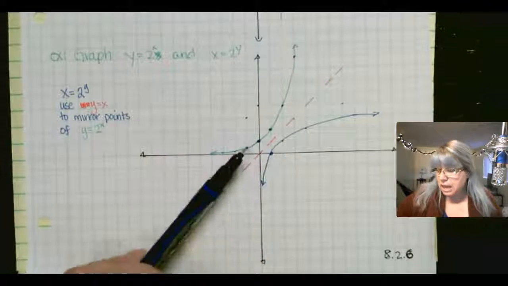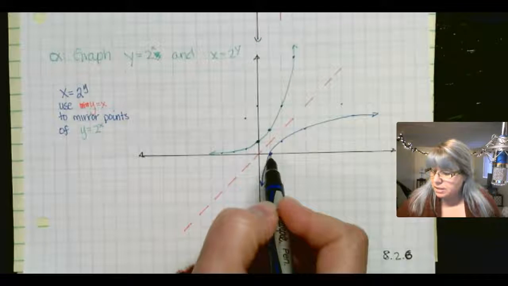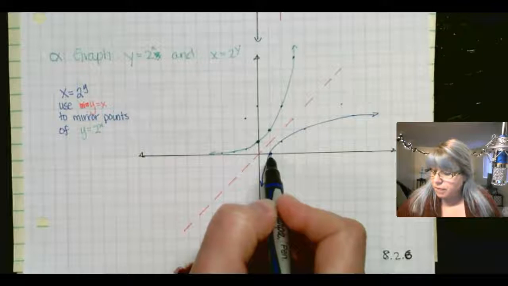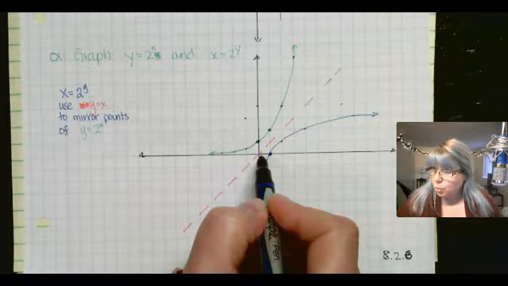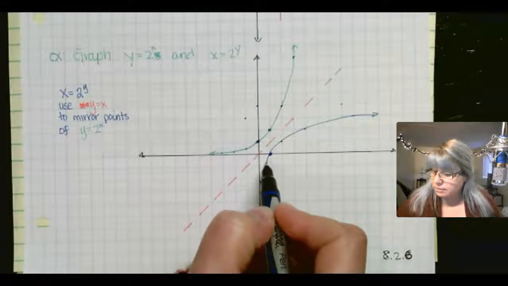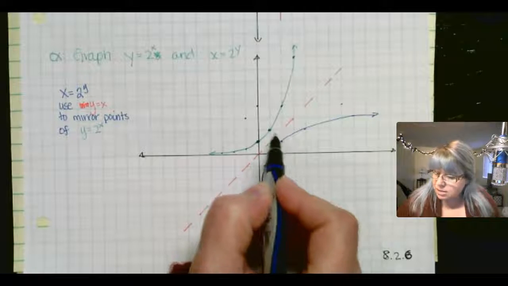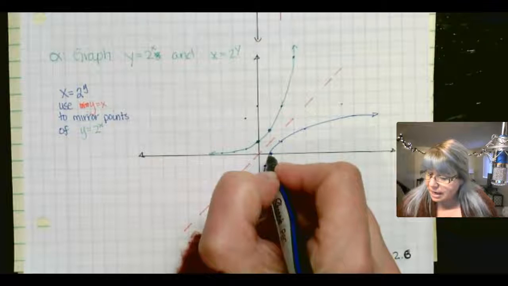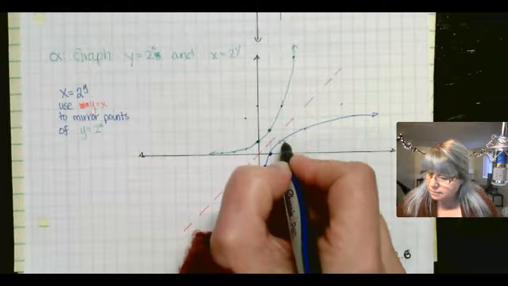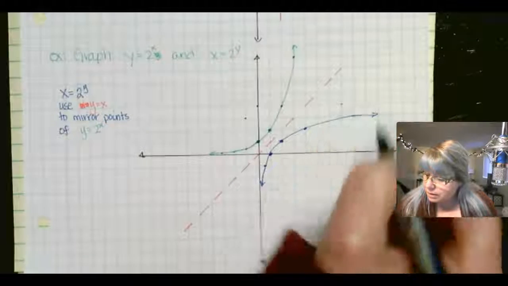Now I'm going to use this line to mirror the points. Well, if I'm 0, 1, I must be 1, 0 here. If I'm negative 1, 1/2, I'm 1/2, negative 1. I can also see that it's mirroring across the line. Otherwise I can think of it as 1, 2 or 2, 1. And then I have 4, 2 and 8, 3.